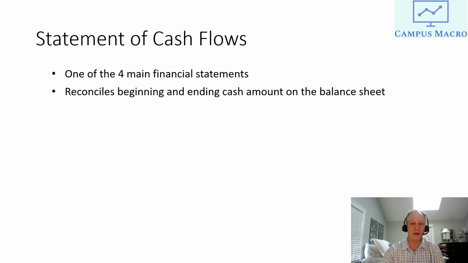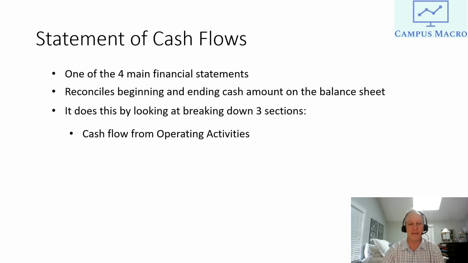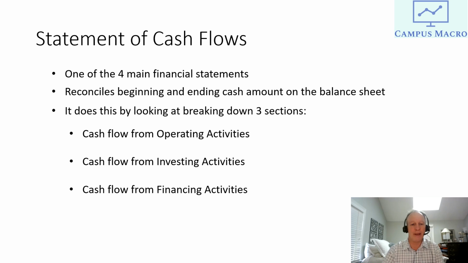Okay, so what it does is it reconciles the beginning and ending cash amount on the balance sheet. And it does this by breaking it down into three sections. So there are three primary sections of the statement of cash flows. There's cash flow from operating activities. This is just the day-to-day running of your business. The cash flow from investing activities. This is the cash generated or lost through CapEx, capital acquisitions, property, plant and equipment, or the disposal thereof. And then the third one is cash flow from financing activities: issuing stock, issuing debt, repurchasing stock, repaying debt.